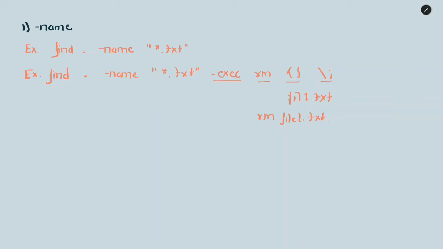So it will remove this file. And this one, backslash semicolon, is the end of the -exec command. The semicolon tells find that the command to be executed is complete. And the backslash is used to escape the semicolon so that it is passed to find and not interpreted by the shell.